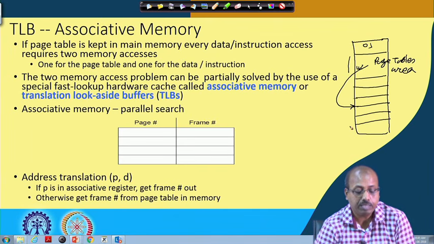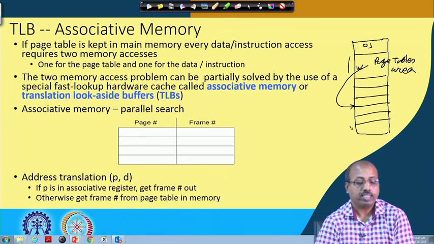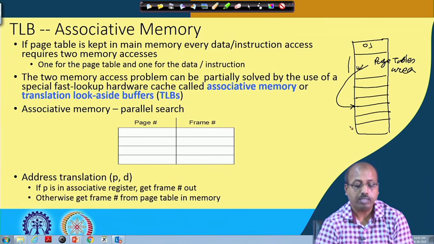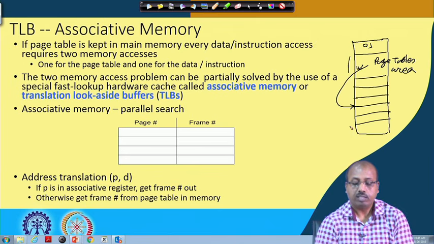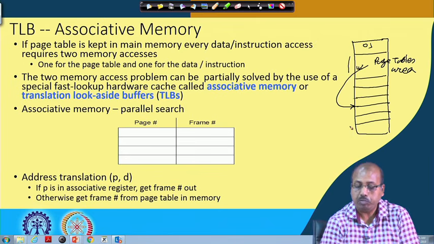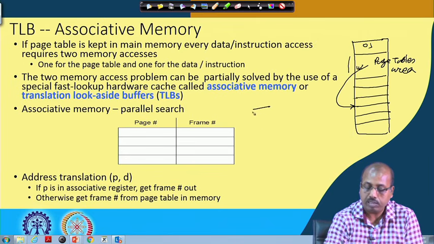So, if the page table is kept in memory, every data or instruction access requires two memory accesses, one for the page table and one for the data or instruction. The two memory access problem can be partially solved by the use of a special fast lookup hardware cache called associative memory or translation lookaside buffers, or TLBs. What happens is that between the CPU and memory, we have this CPU.